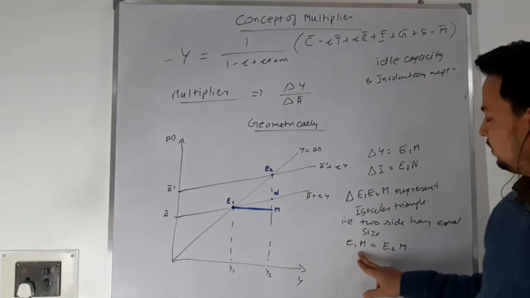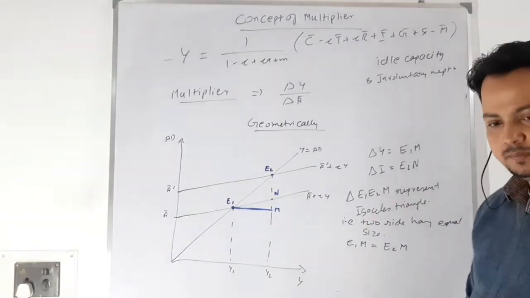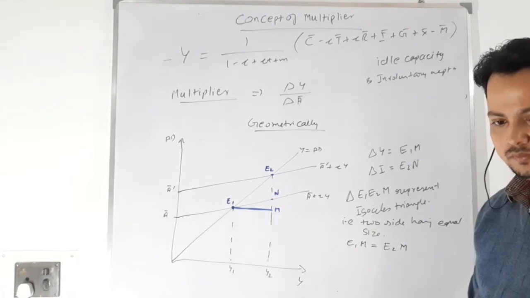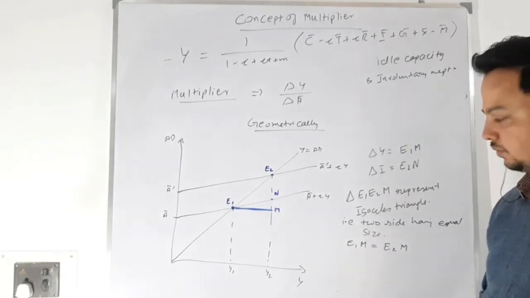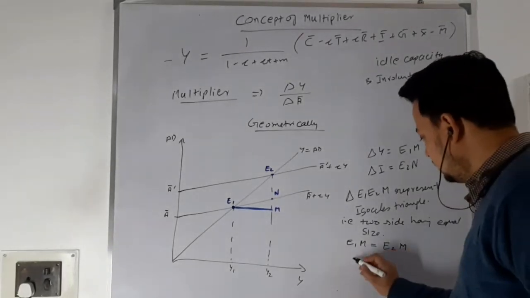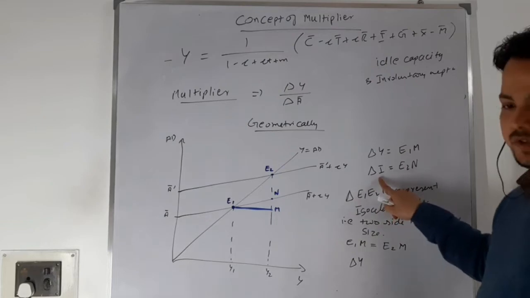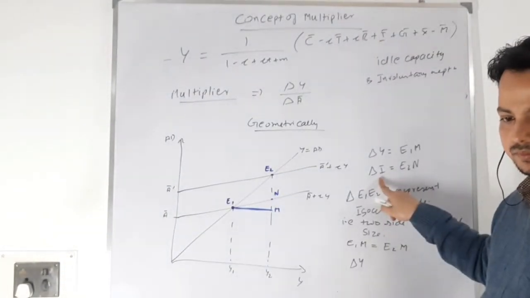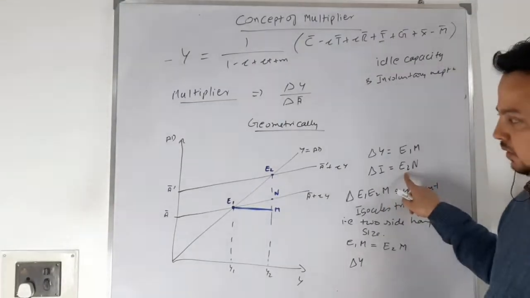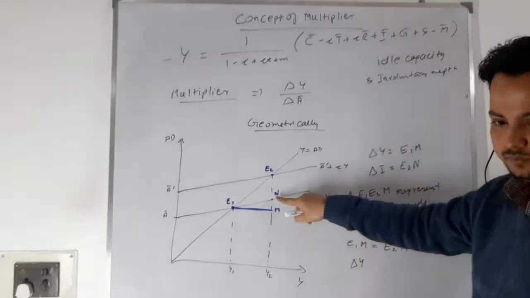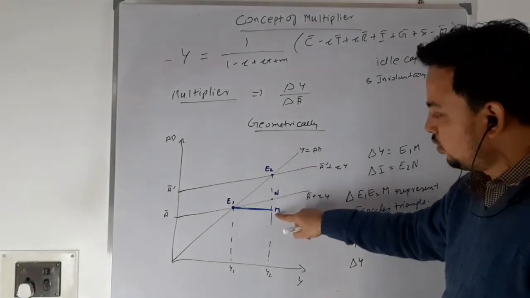Now what is E1M? What is E1M? Change in income? Yes, no? Okay. Change in income. How much is the change in investment? E2N. E2N. Right? So E2N is less than E2M.